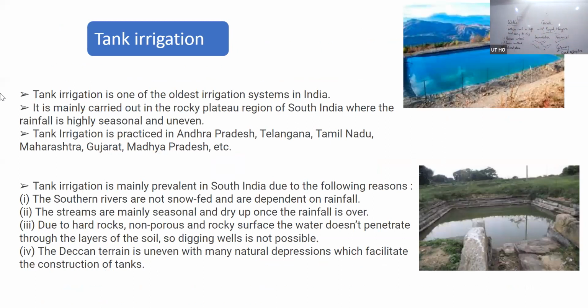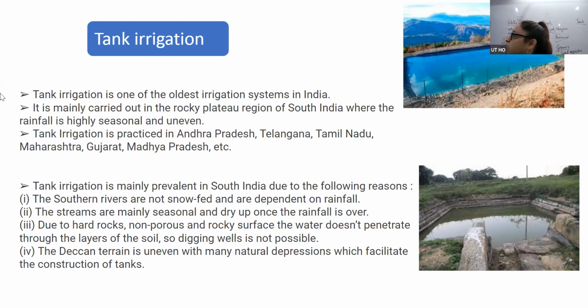Then tank. Tank irrigation. You can see these two tanks. Tank irrigation is one of the oldest. It is mainly carried out in the Rocky Plateau. So places where well is not possible. We can dig wells where the soil is soft. So in these rocky areas you can build tanks because you can't construct wells over there.